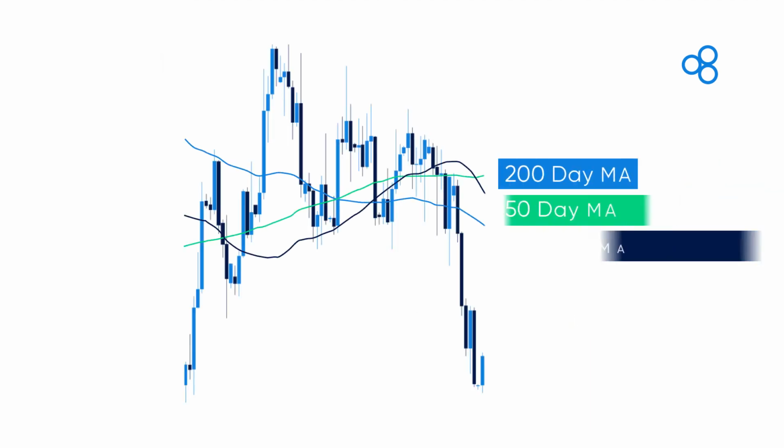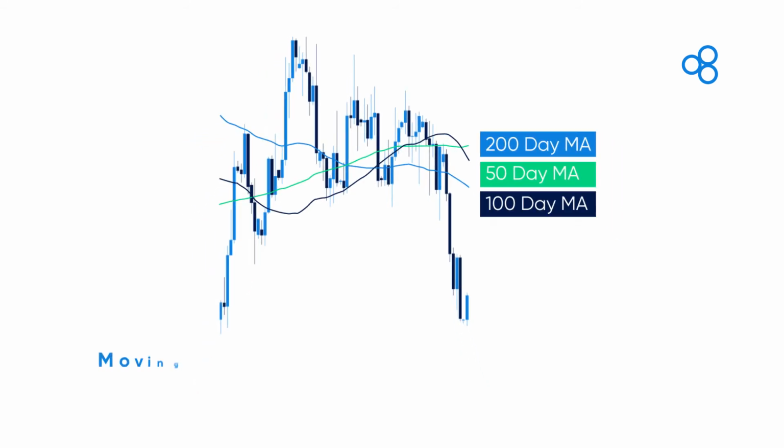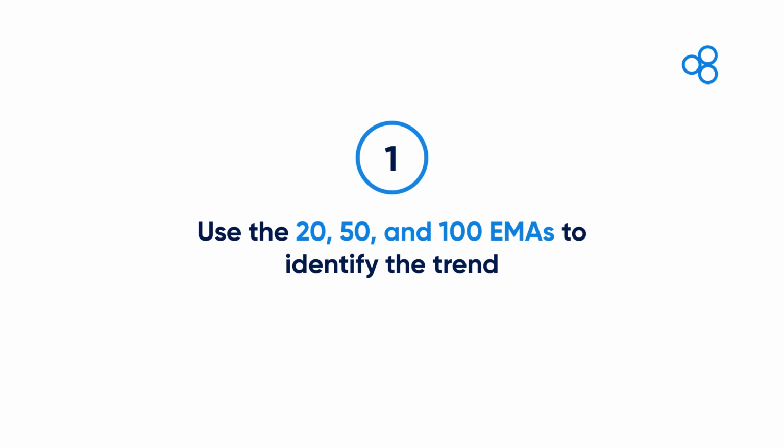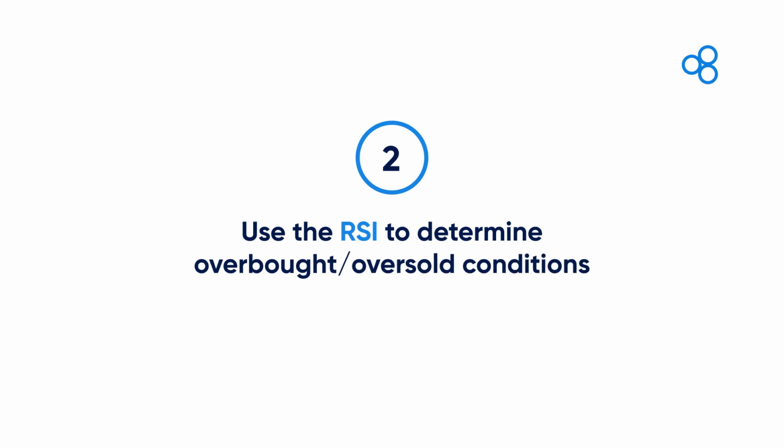Now, there are a lot of trading strategies out there. What makes this strategy different is how you can use a couple of key indicators including moving averages and the relative strength index. There are 2 steps in this strategy. The first one is to use the 20, 50, and 100 exponential moving averages to identify the trend, and the second step is to use the RSI to determine overbought and oversold conditions within that trend.